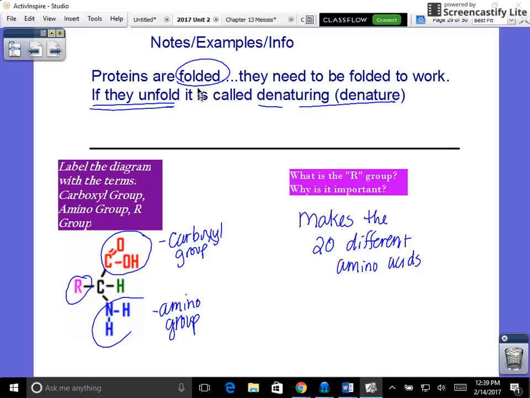Proteins are folded. So if we talk about their structure, and this will help you understand enzymes a little bit better, they need to be folded to do work. If they unfold, it's called denaturing. So there's actually 4 different steps in the protein folding process, and you do not need to know the detail for this biology course. What you do need to be familiar with is you should recognize the structure of an amino acid, including the R group, the carboxyl group, and the amino group, and understand the R group is what makes the 20 to 22 different amino acids.